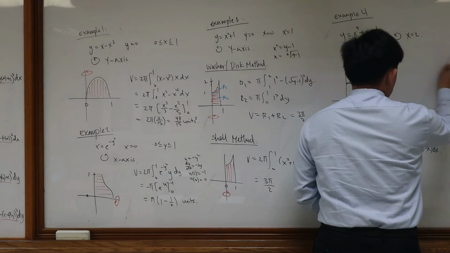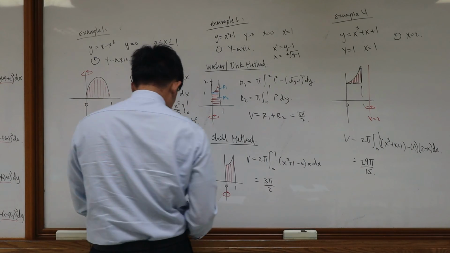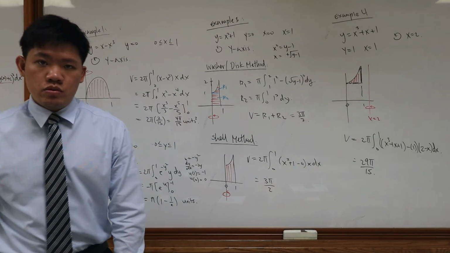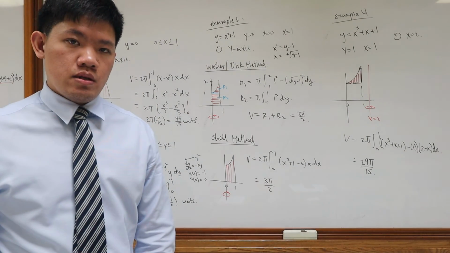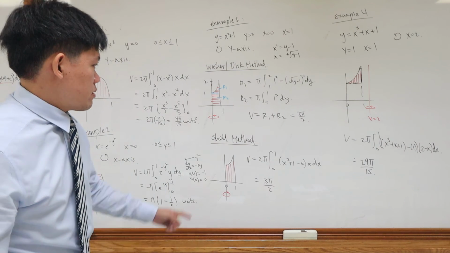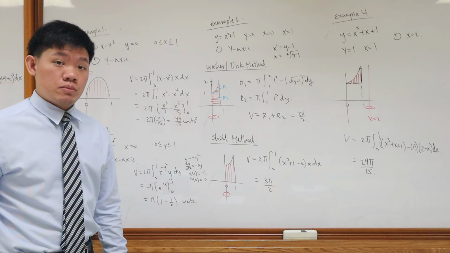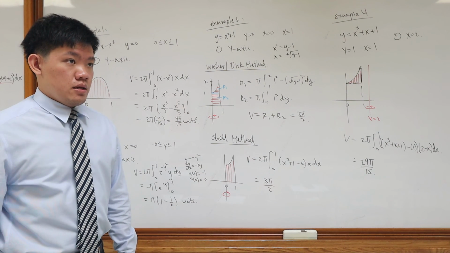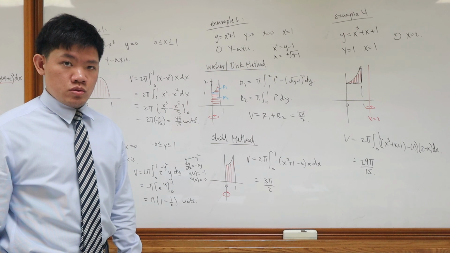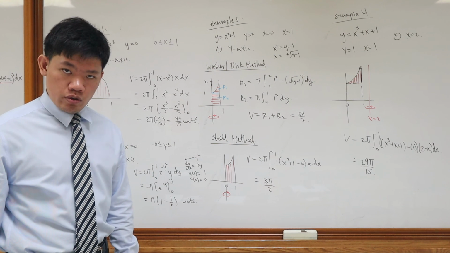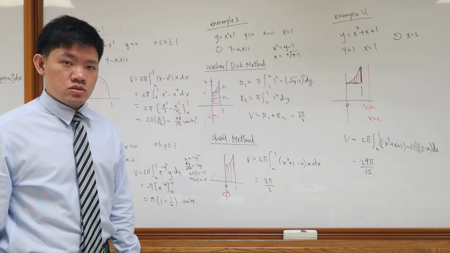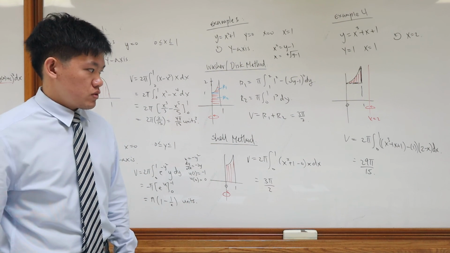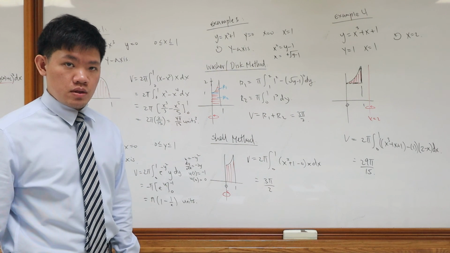So in all, what you have to think about is, when you do the shell or disk method, pick the one that's easiest. If you have to break it up, just go with the one that you don't have to break up. That makes it easier. On the AP exam, they don't explicitly say that you have to learn the shell method, but I'm teaching you the shell method so you have a different plan of attack depending on how you want to approach the question. So that is that. Thank you.